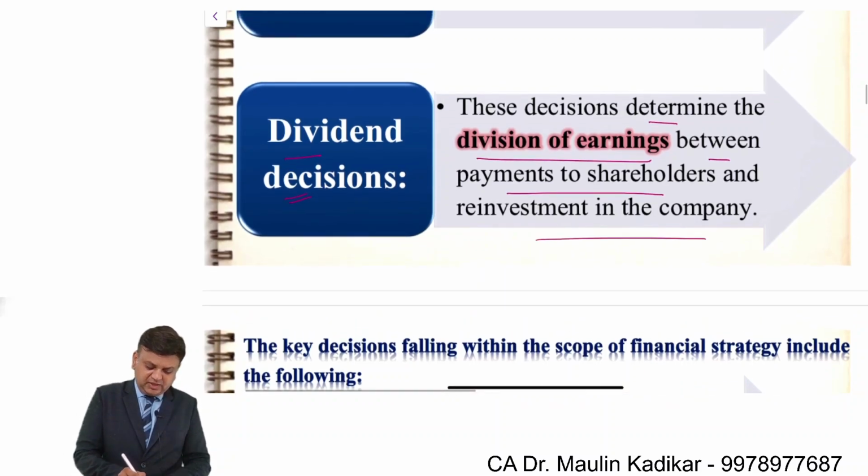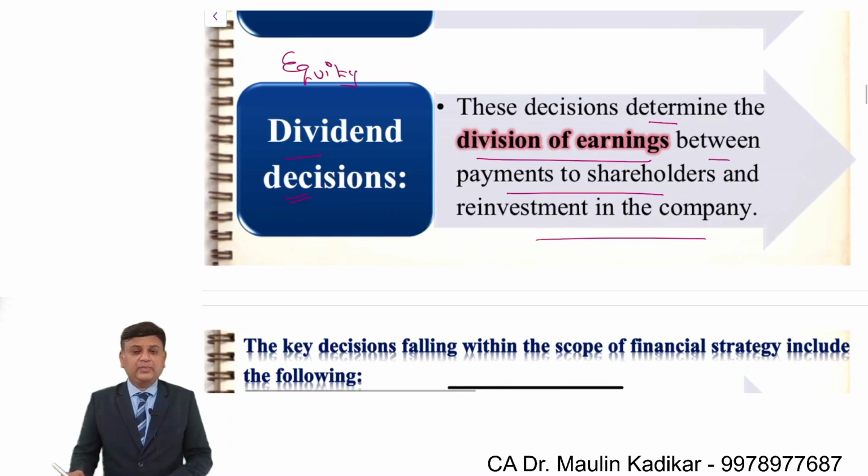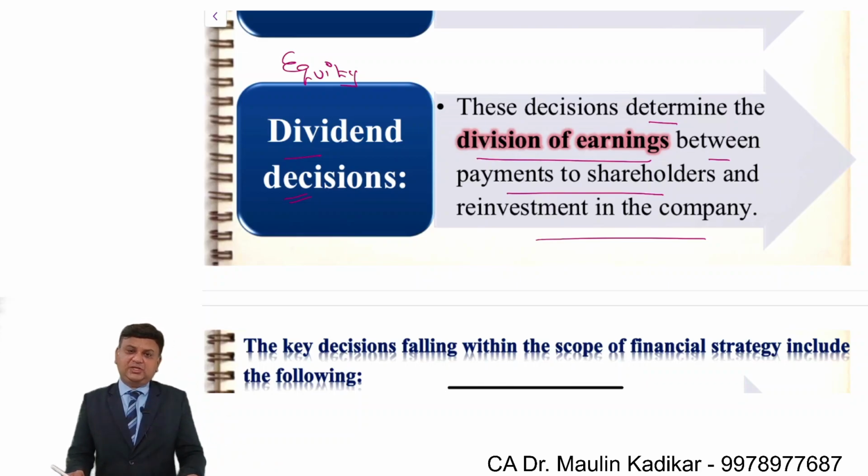And friends, this dividend decision is basically the equity dividend decision. Because as far as the preference dividend is concerned, the rate is fixed. For the debenture holders, there is payment of interest only. So whenever you read the words dividend decision, you always have to understand it is talking about the equity dividend decision.